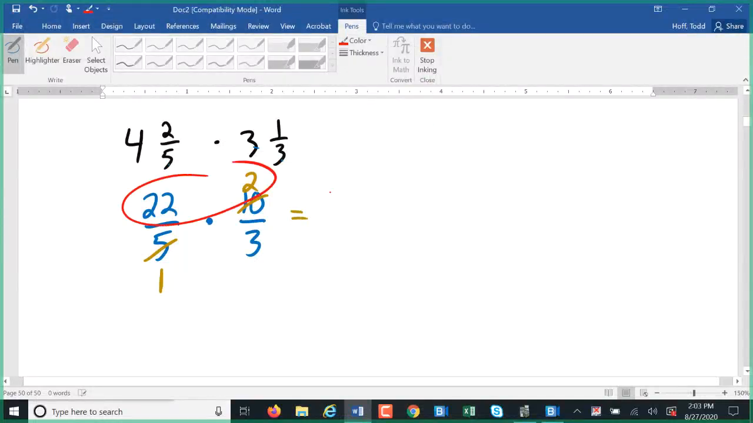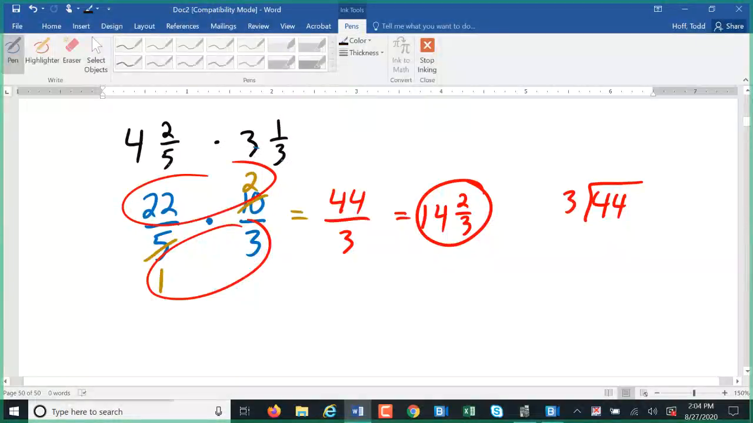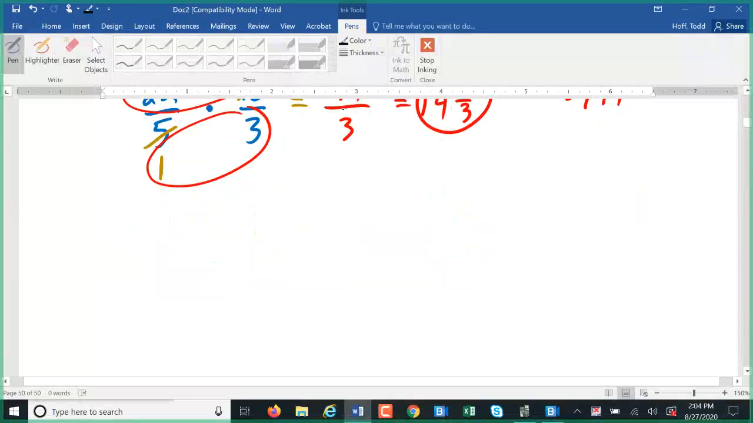22 times 2 is 44. 1 times 3 is 3. 44 divided by 3. Well, we just did this, so I'm not going to do all the steps out. That is 14 and 2/3. Get the same answer we had on the last one. Okay, well, let's look at division.